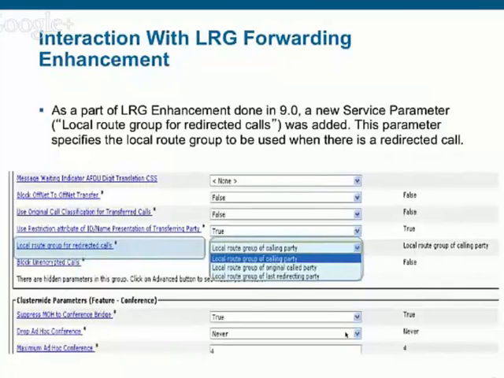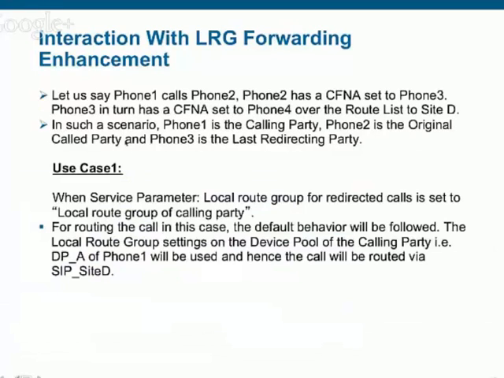Interaction with LRG forwarding. This is another thing that got introduced in the 9.0 version of CUCM. So, local route group for redirected calls. What happens if somebody calls someone and he redirects the call? Basically, if you see here, we have four options. We have local route group of calling party, local route group of original called party, or of the last redirecting party. So this is a good example to explain this with.